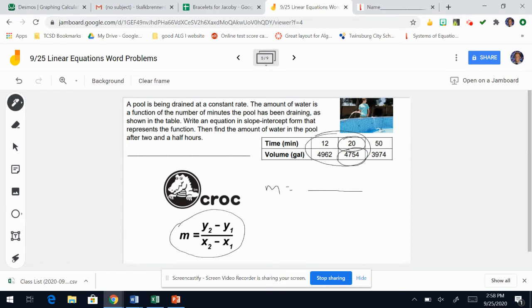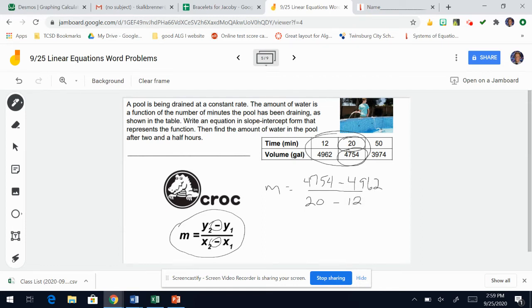and I'm going to put, this is my y2, and this is my x2. So 4,754 over 200, and we're subtracting these because this is what our equation's telling us to do. Just remember to put the y's over top of the x, so you get 4962 here, and you get 12 here.